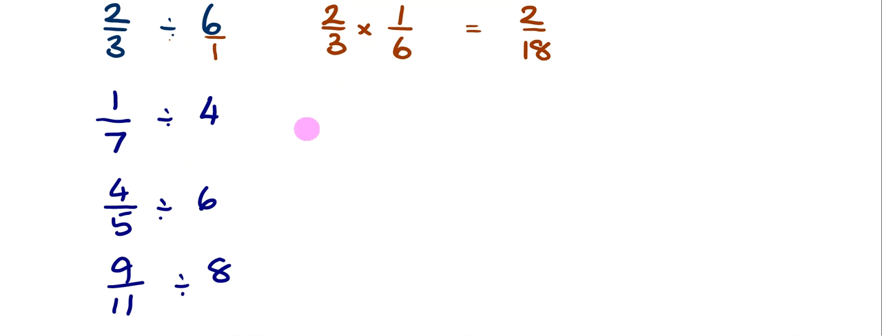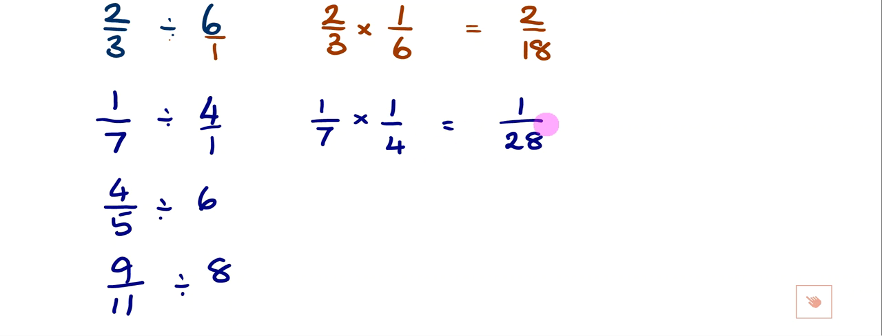So when you look at these questions, you don't just go, oh, there's a fraction, now I need to flip the fraction upside down. That's not what we do. The important number with a division is the divisor, what you need to divide by. So that's what we need to sort out. So this one becomes 1/7 times, well, that would be 4/1, so we do 1/4, and we end up with 1/28.